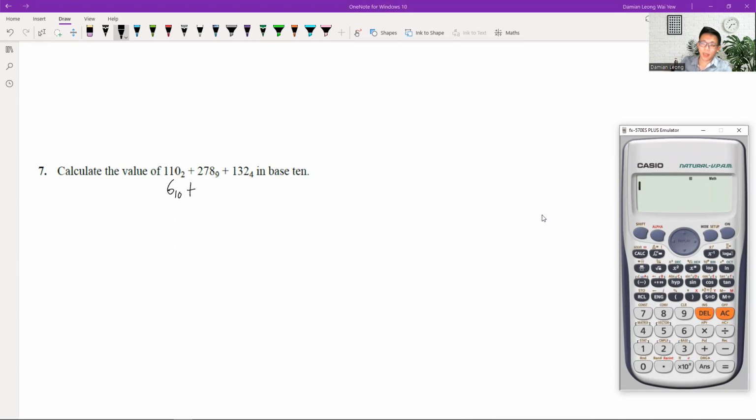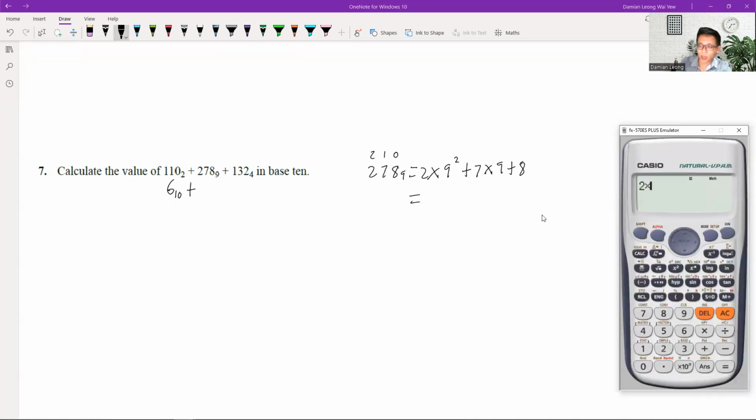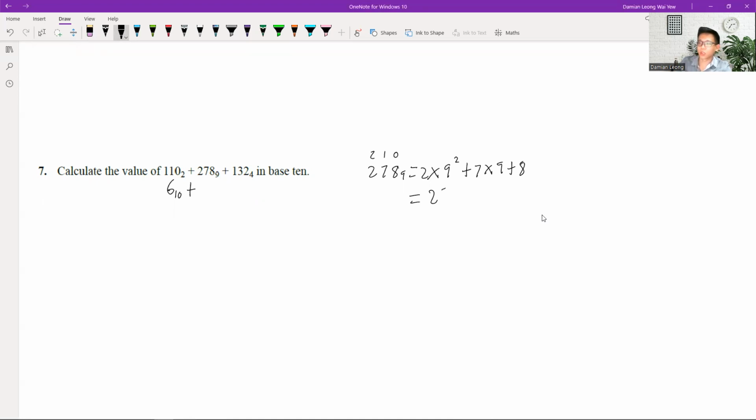So 278 in base 9 means 2 times 9 to the power 2, plus 7 times 9, plus 8. Then I just count. 2 times 9 to the power of 2 plus 7 times 9 plus 8 is 233 in base 10. So this is 233, and the next one, 134 in base 4, is the same thing.